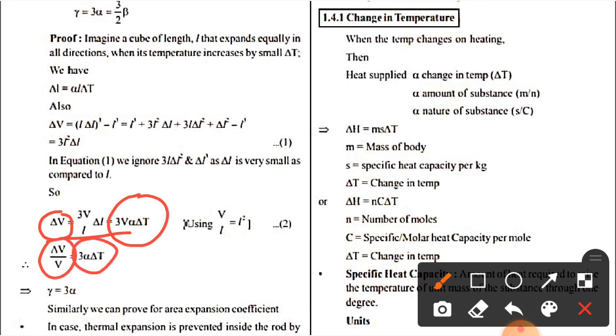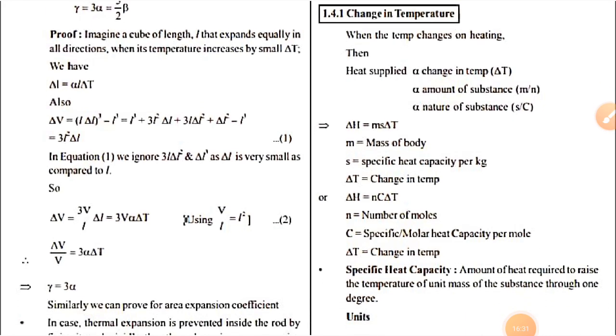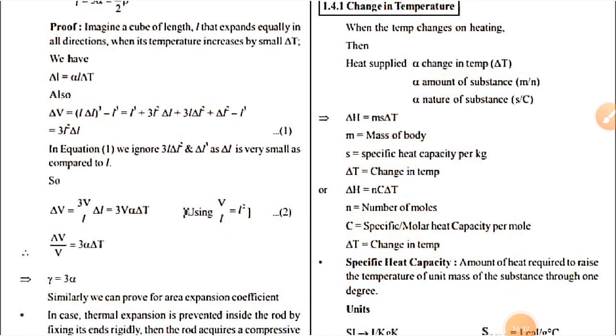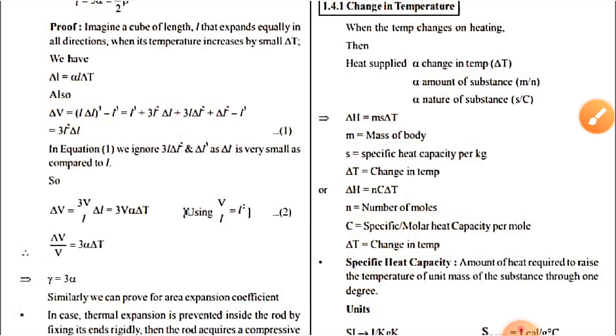So if we compare this equation with our earlier equation, that equation is delta V upon V is equal to gamma delta T, right? And if you compare these two equations, then gamma will be 3 alpha. So this equation is hence proved, right?